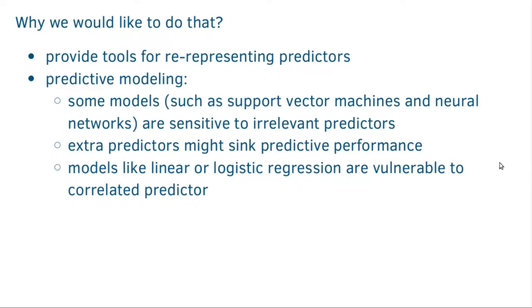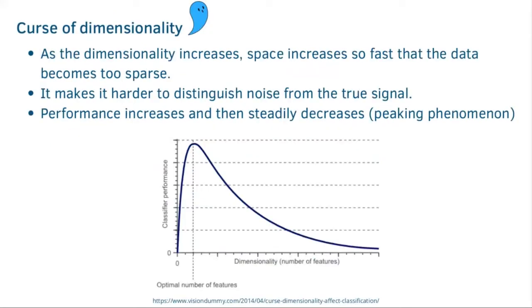And also, if you're working with predictive modeling, so if you are doing some machine learning or some statistical learning, there are a lot of models that are sensitive to irrelevant predictors, especially neural networks and support vector machines. And if you just keep adding predictors, you're not really going to increase your performance that much. And some models, for instance linear and logistic regression, are very sensitive to correlated predictors. You are assuming in the model that they are not correlated. So if you want to use a model like that, then you have to transform your data.